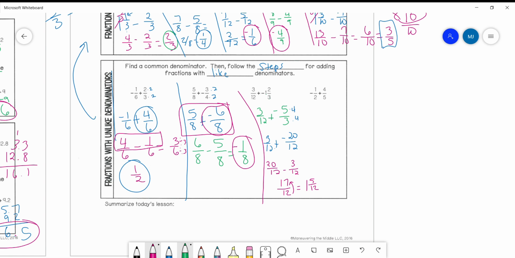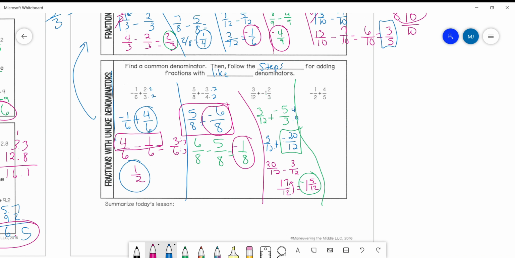Now let's look at our absolute value to see what kind of sign we need. This has a greater absolute value because the denominators are the same and the numerator is bigger. So this sign is negative, so our answer needs to be negative. Negative 1 5/12. Okay, one more to go.